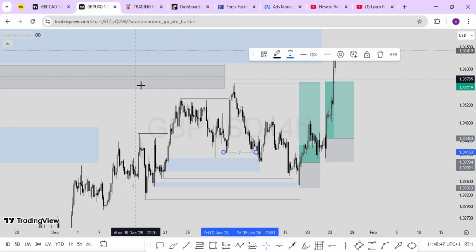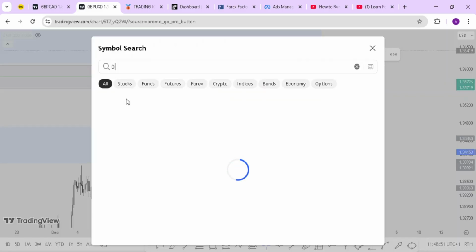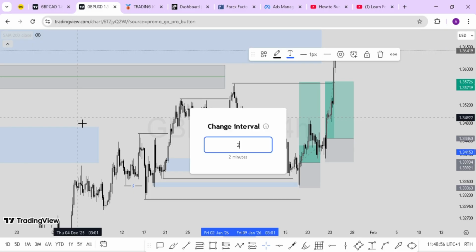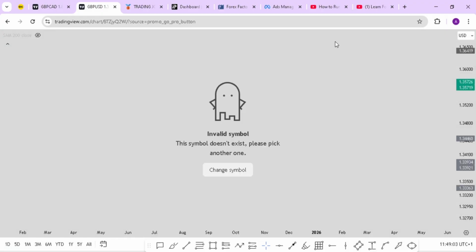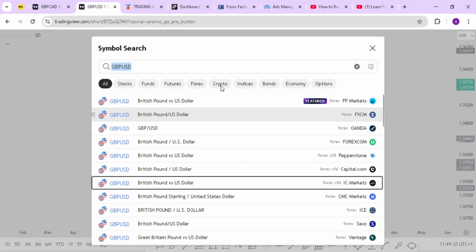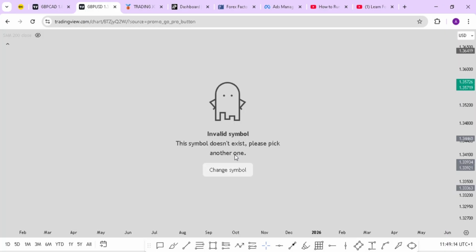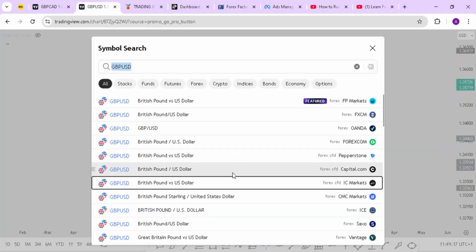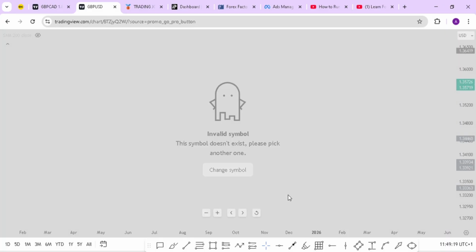And going forward, let me clear this. Sorry, 24 hours. So going forward on GBPUSD... what's wrong with this one? Sorry, why? I should use another one. Okay.